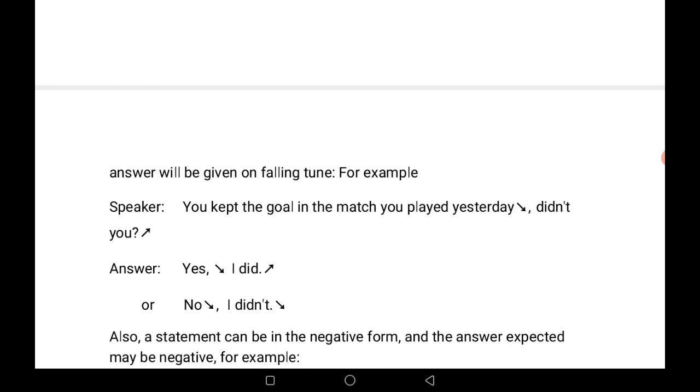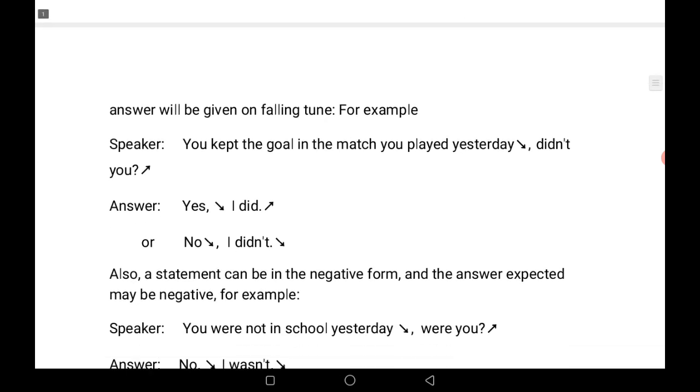Now let's take it like this. You kept the goal in the match you played yesterday. Didn't you? The statement takes a falling tune while the question takes a rising tune. Now let's look at the answer. Yes, I did. Or no, I didn't. Yes, I did. That's yes takes falling tune, I did takes rising tune. But no, I didn't. Both no and I didn't take a falling tune.